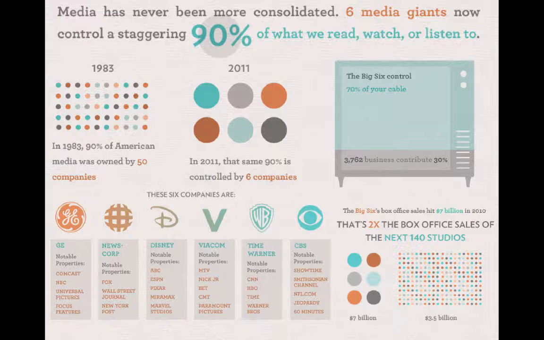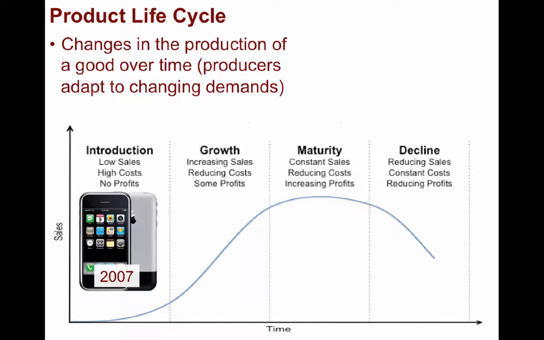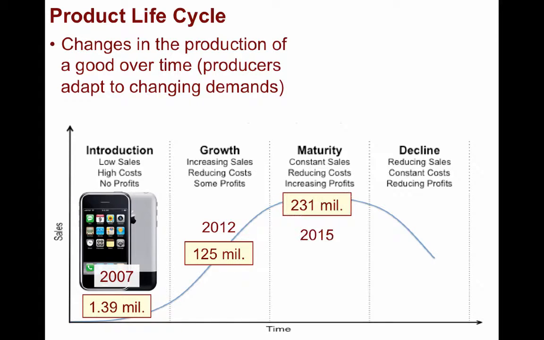MNCs and TNCs develop goods through what is known as a product life cycle. Look at the iPhone that was commodified and introduced in 2007, selling 1.39 million units in that year. Since then, it experienced immense growth with 125 million sold in 2012 and maturing in 2015 with 231 million sold. However, 2016 represented the first year since its inception in which its sales declined, down slightly to 212 million. It may not represent a continuing trend, but no product lasts forever.